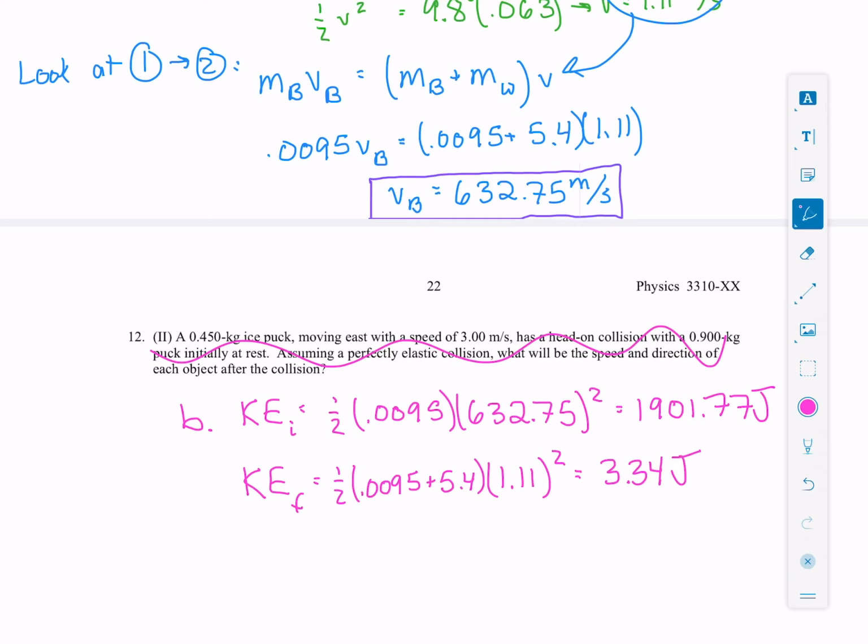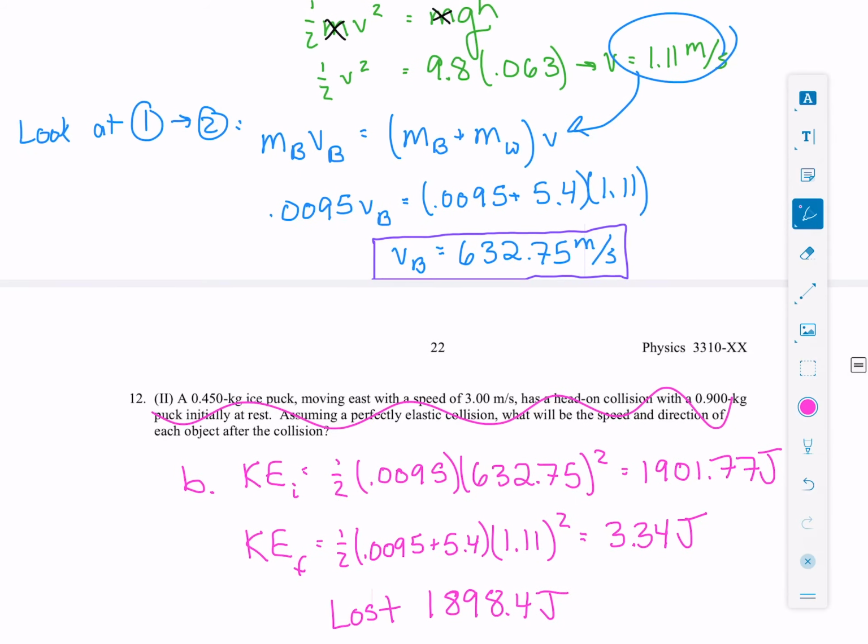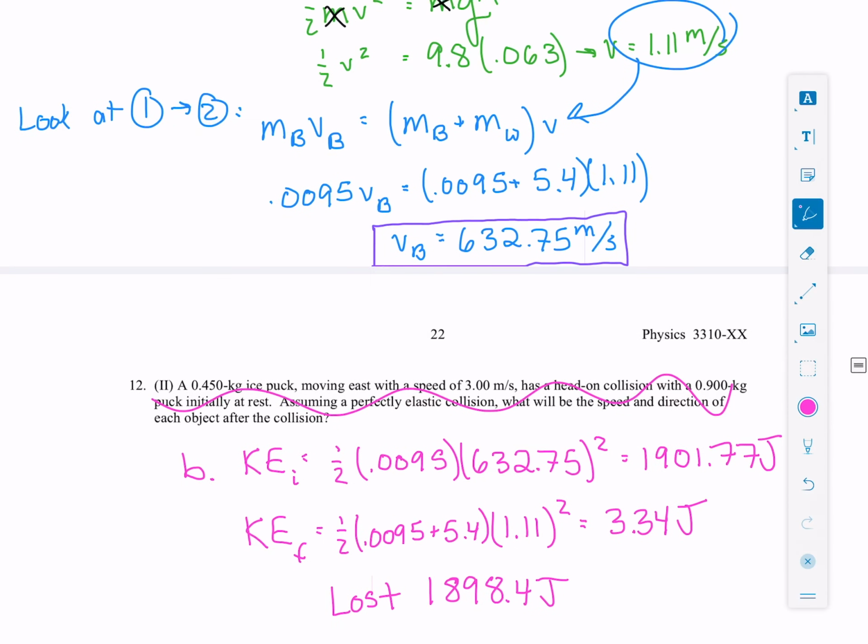1,901 is not equal to 3.34 joules, so kinetic energy is not conserved. We lost 1,898.4 joules of energy. So this is not an elastic collision. Kinetic energy is not conserved. We actually lost a lot of energy. All right, cool. So that is your lesson on ballistic pendulums.